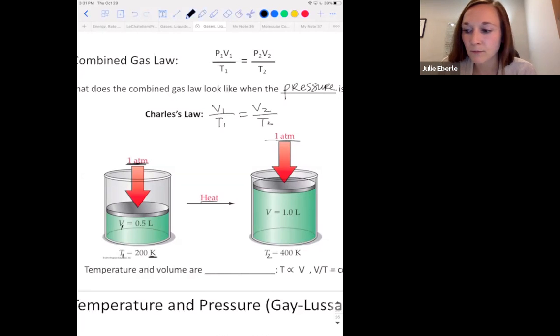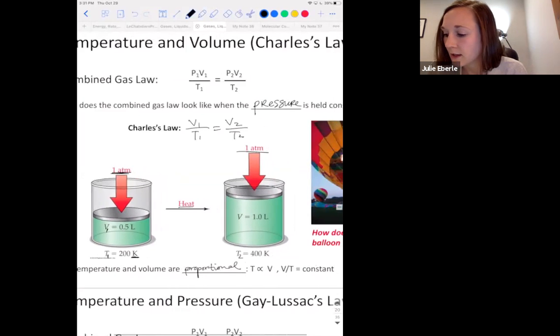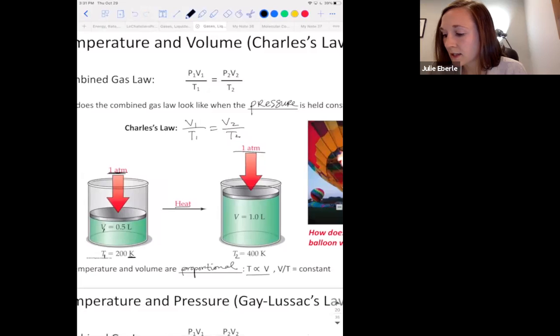Well, what happened to volume? To keep the same pressure, we had to double the volume. Volume doubled as well. If we doubled temperature, we doubled volume. So if you increase one variable and the other variable also increases, that means here temperature and volume are proportional. They are directly proportional, not inversely, directly proportional. And we see T and the little proportional sign directly to V.